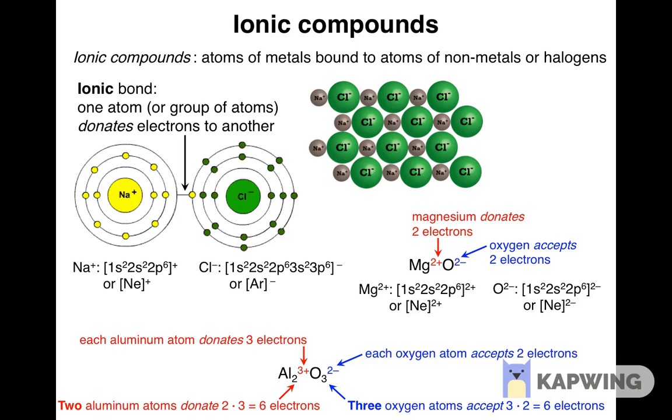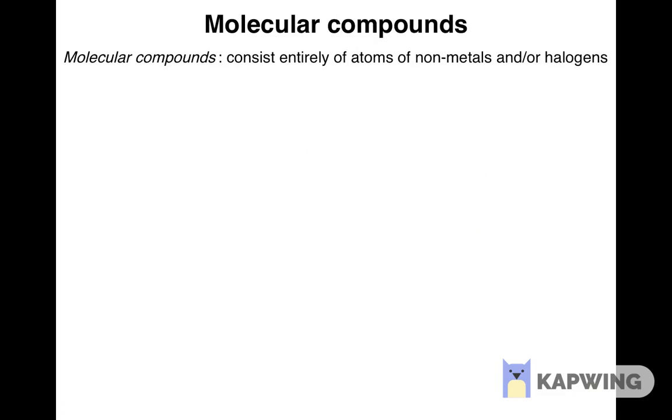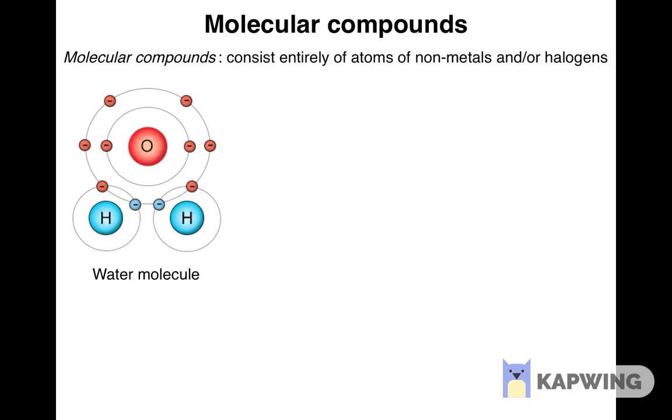As we said earlier, ionic compounds form when a metal atom bonds with a nonmetal or halogen atom. When 2 nonmetal or halogen atoms bond with each other, they share electrons with each other and form a covalent bond. Chemical compounds that consist of only nonmetal and or halogen atoms are called molecular compounds. An example of a molecular compound is water.